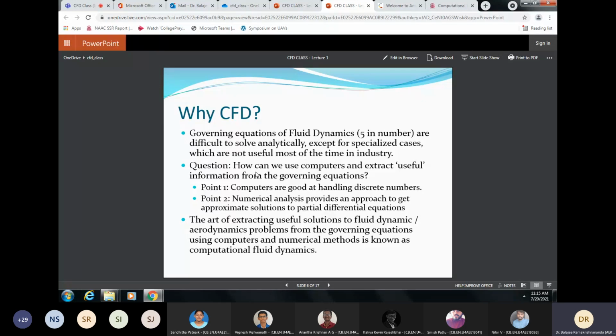Computers are good at handling discrete numbers rather than formulae. Also, we have numerical analysis, which provides an approach to get approximate solutions to PDEs. Now, the art of extracting useful solutions to fluid dynamic, or in our case, aerodynamic problems from the governing equations using computers and numerical methods is known as computational fluid dynamics. So, this you can say is a sort of definition of CFD.